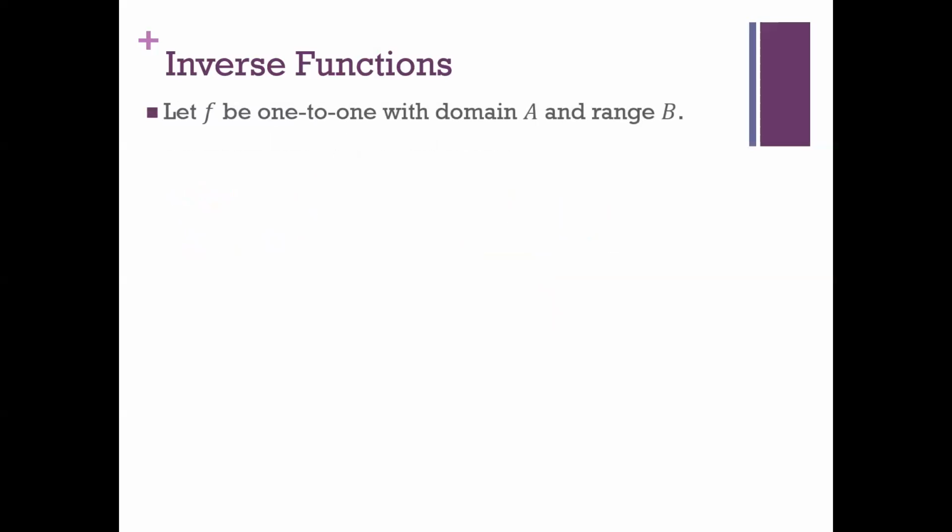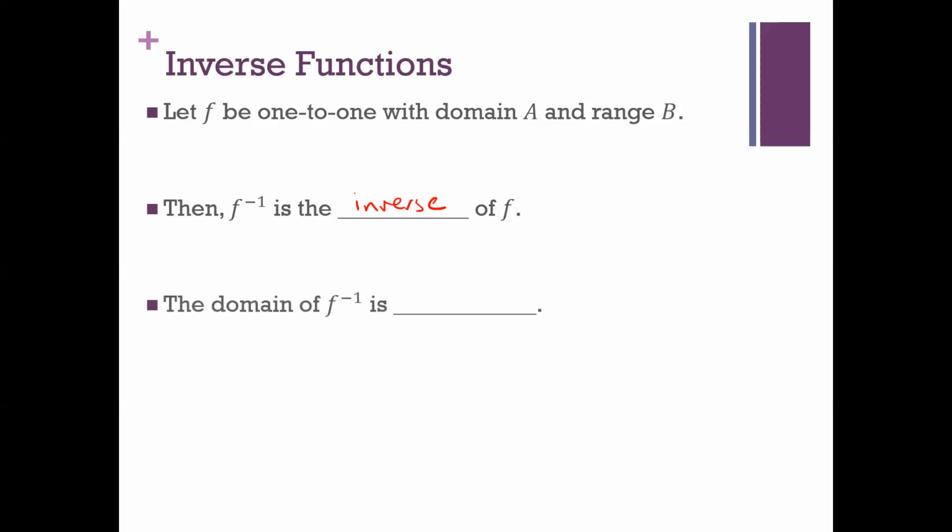So let's talk about some consequences of inverse functions. So f is a one-to-one function, has a domain A and range B. So this f to the -1 thing, how is that related to f? That's the inverse, right? So these two different functions are related in a very specific way. What is the domain of f inverse? It's the range of the function. What is that in this case?